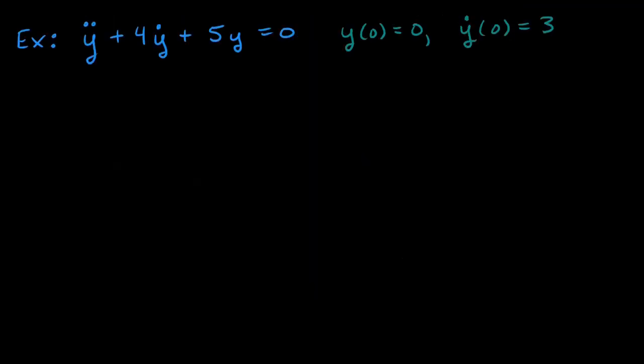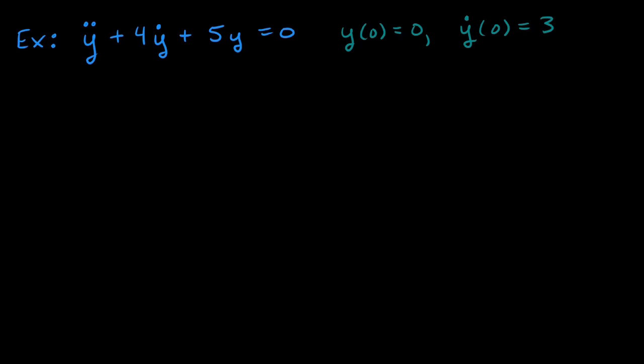Okay, so we're going to work an example here. So this one is y double dot plus 4y dot plus 5y equals 0. So that's the differential equation. Again, we have constant coefficients here. They're real valued. It's a homogeneous second order linear differential equation. The right-hand side term there is 0. And we also have initial conditions specified. It says y of 0 equals 0, and the derivative of the function at 0 is equal to 3.